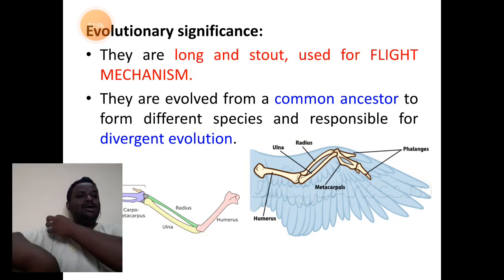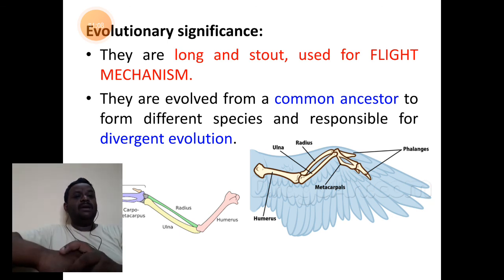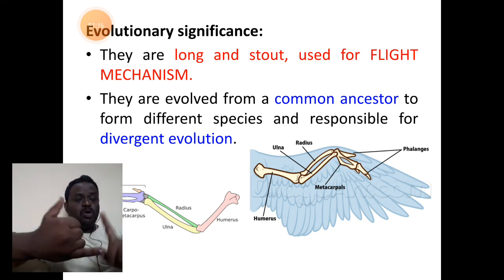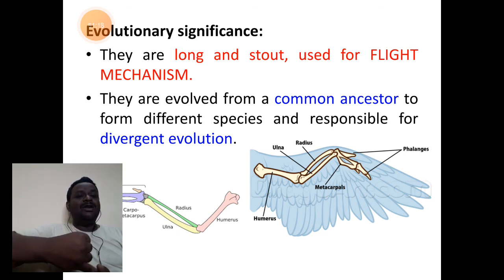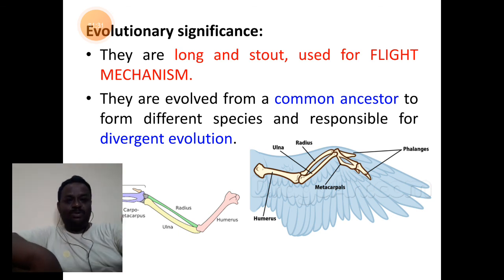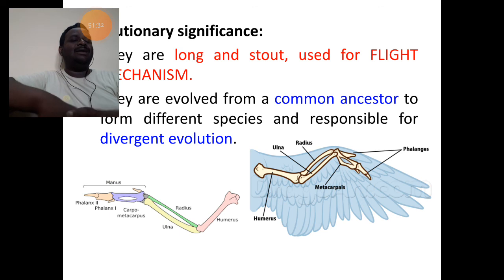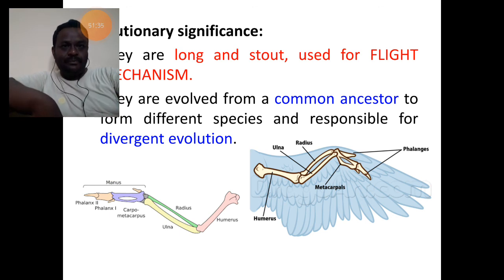Then they show long stout fused limbs used for the flight mechanism. They evolved from a common ancestor. Hence, they show monophyletic origin. They show divergent evolution or homologous organs. So, the internal structural organization of bones, when we look at, remains similar to that of the rest of the vertebrate group of animals also, that you can find down in the picture.